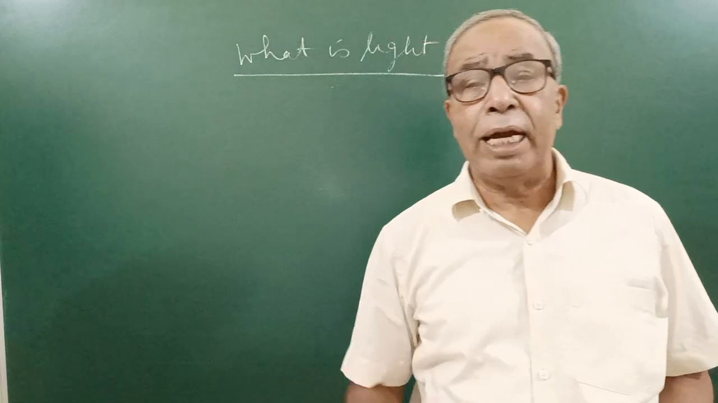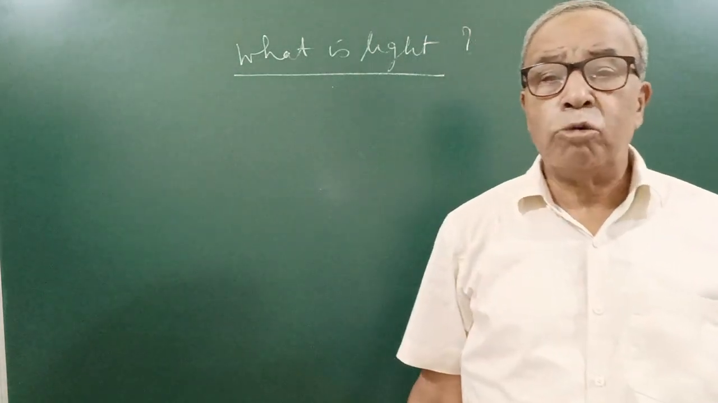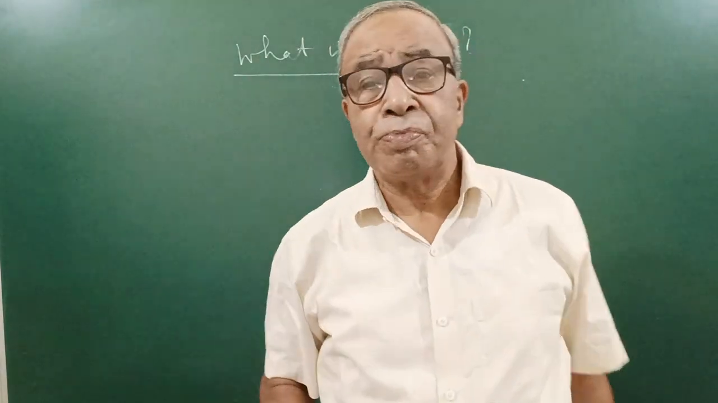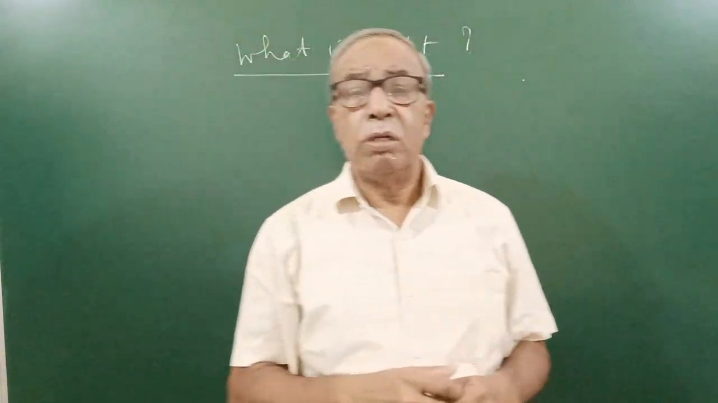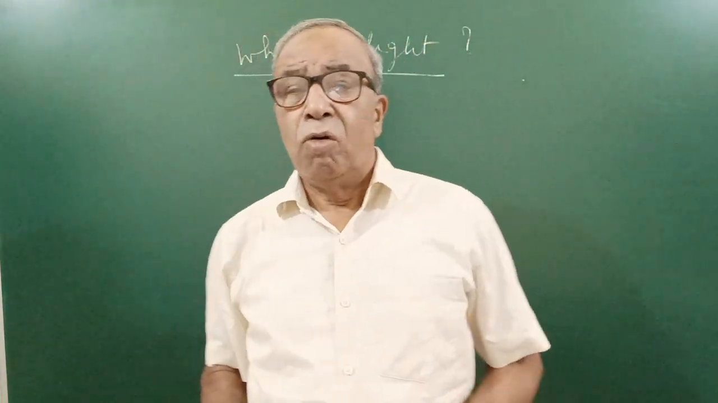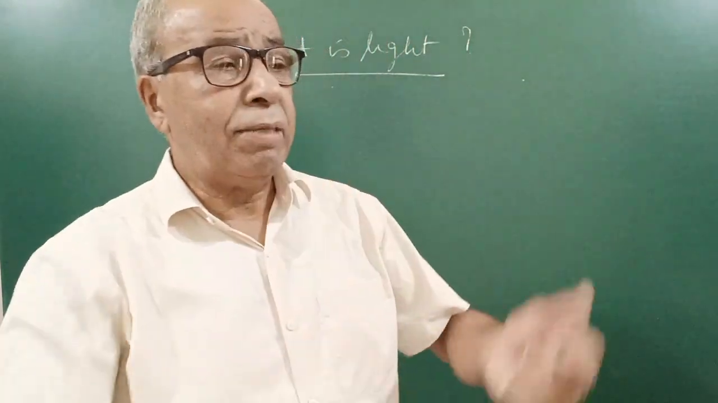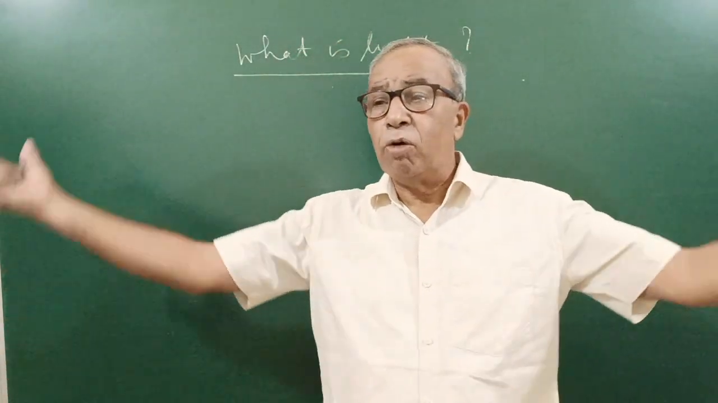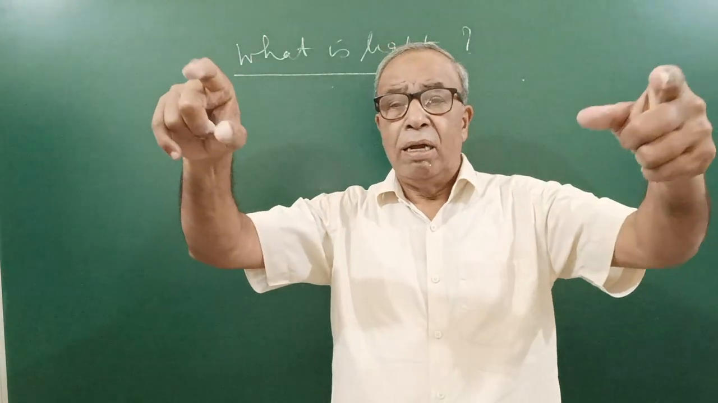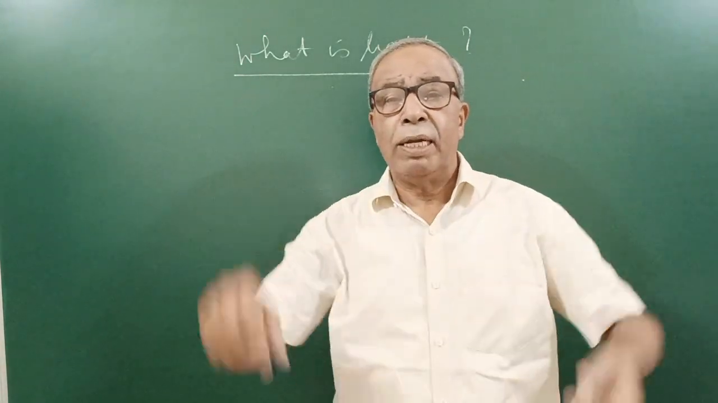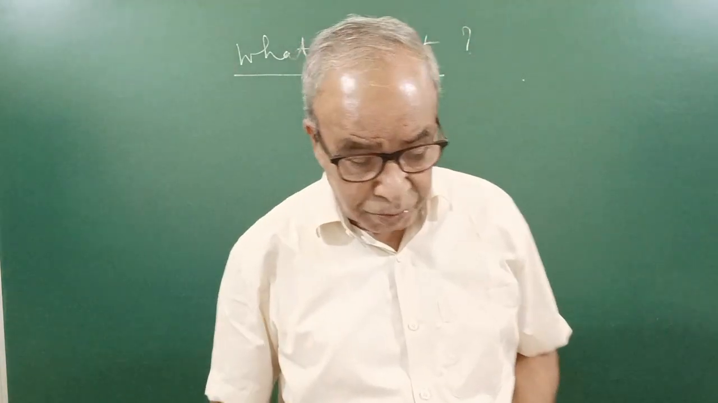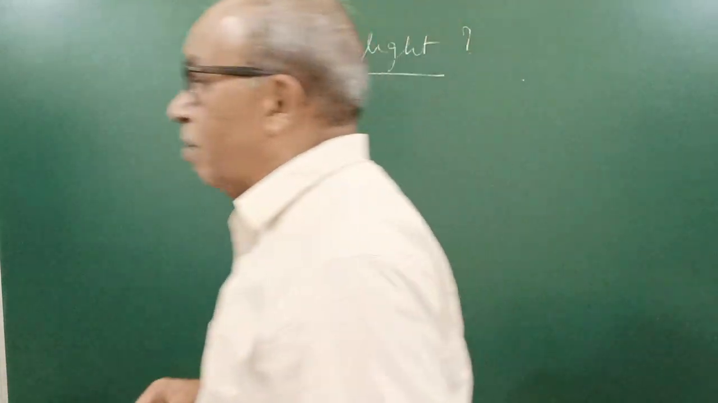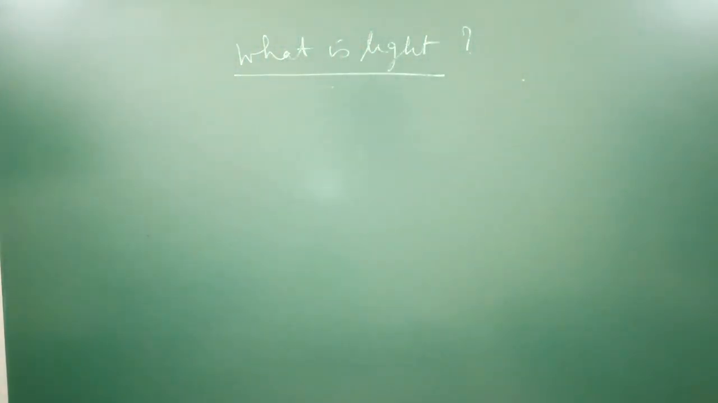Then how do we see? Light falls on the object, bounces back and enters our eye. If there is no light in this room, I will not be visible to you. No photograph will be taken. When you take a photograph, a flashlight is used to get a brighter picture. So when light falls on a body, it gets reflected back and enters the eye of the observer, and the observer is able to see you. So light is a form of energy which enables us to see the objects.